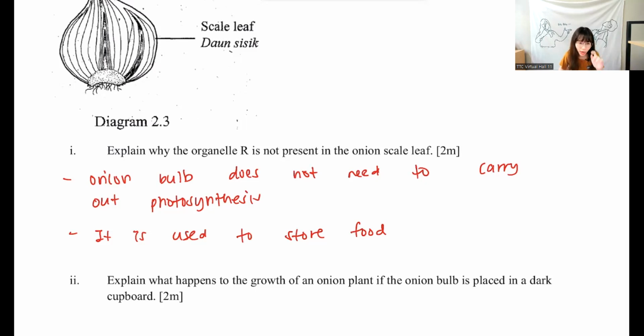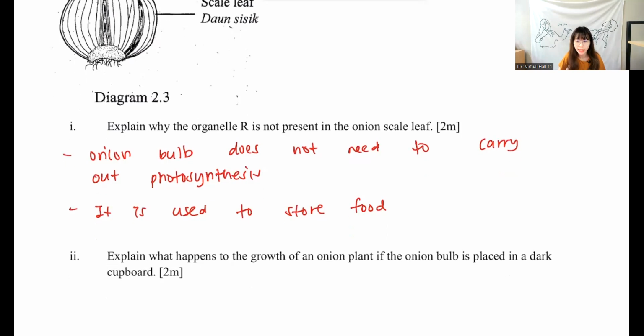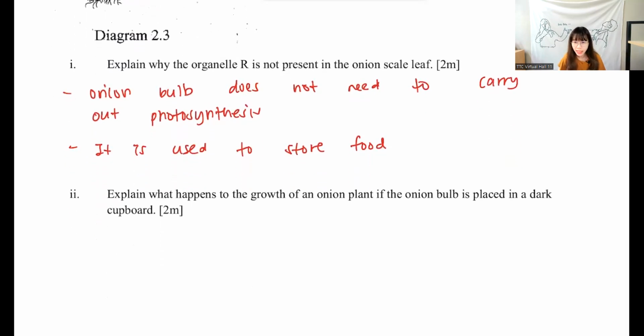It says, explain what happens to the growth of onion plant if the onion bulb is placed in the dark cardboard. So if it is placed in the dark cardboard, do you think that the onion bulb will die? No, right? Because they don't need sunlight. It's a similar idea. They are underground. They don't need sunlight. But the growth of the plant will decrease. Why? Because when they are underground, they will use the food in the onion bulb to carry out germination. So that's why eventually the growth will become lower.